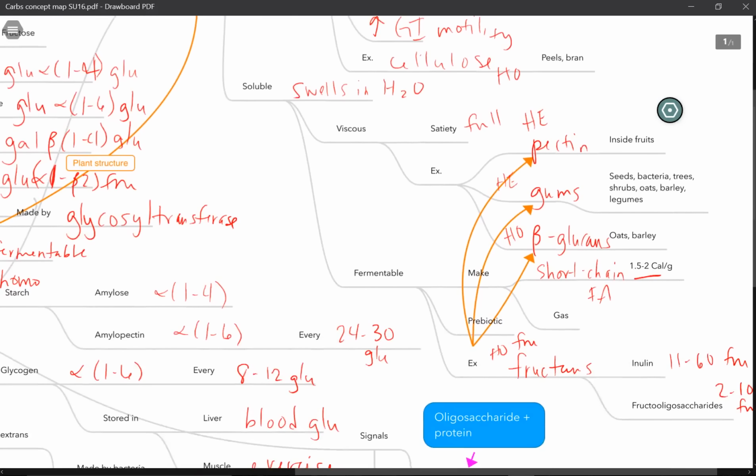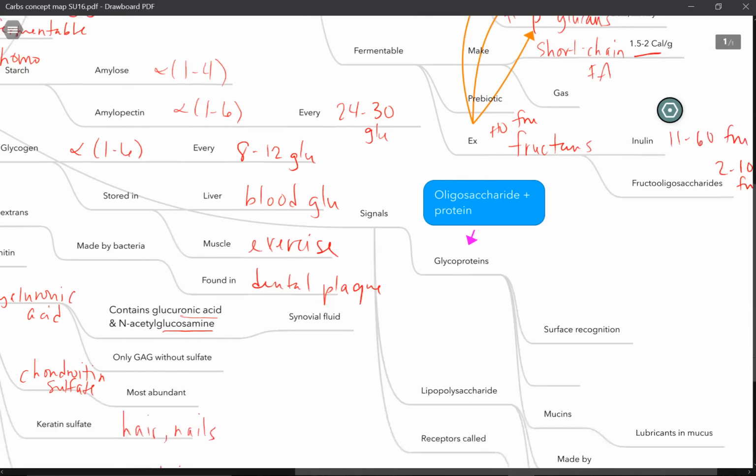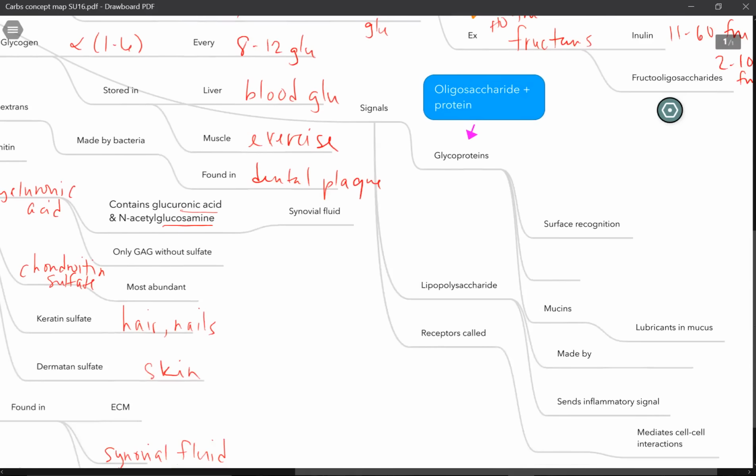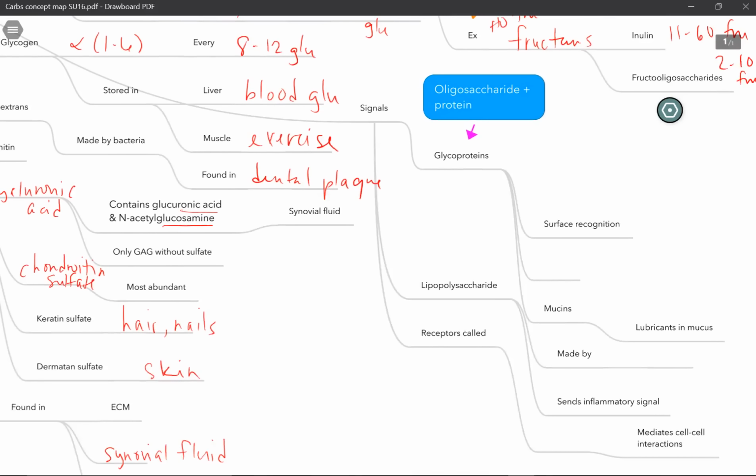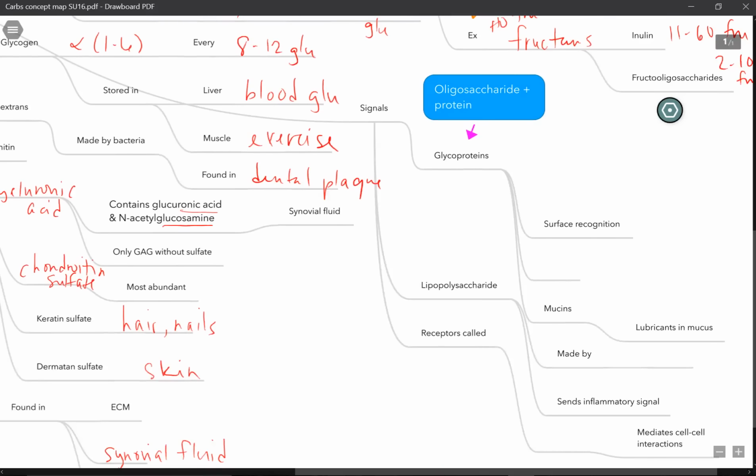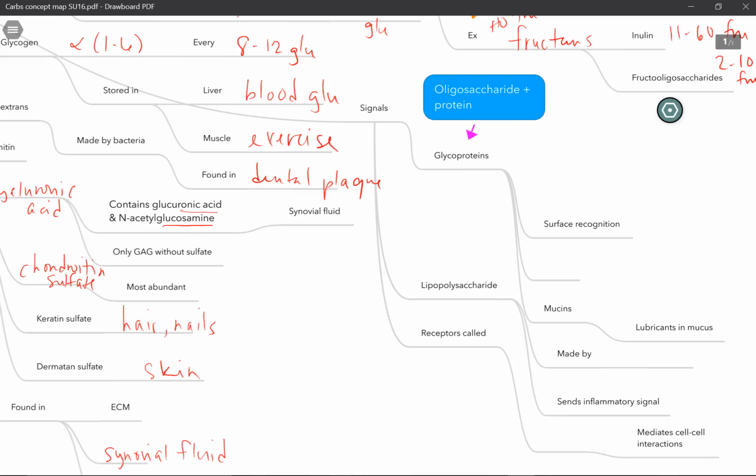So the last part of this is the last function, which is signaling. Our glycoproteins are types of signals, carb types of signals in the body. This is where we have an oligosaccharide attached to a protein. And the oligosaccharide is what's going to give its specificity to that signal. It's going to be based off of the types of sugars, as well as order of attachment, what bonds are located in between, as well as how many bonds are located there. So that's your cell surface recognition.